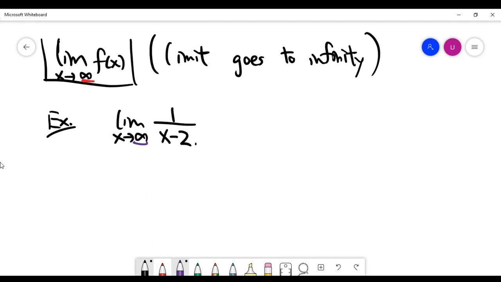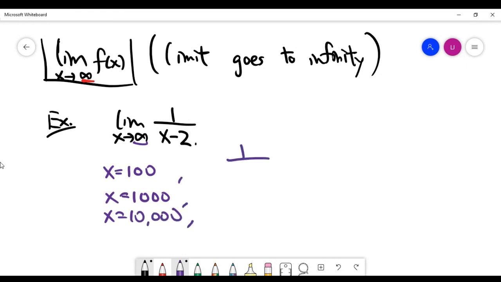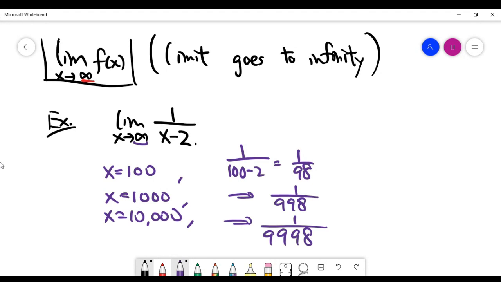Maybe we can choose a couple of points like this. Depends on your starting point. I can actually start with maybe 100. With the next point, I can go to maybe 1,000. The next point is 10,000. So similarly, for the approximation method, we can replace x by the value you choose in the fraction you have now, and the next one is going to be 1 over 998. The last one is going to be 9,998.